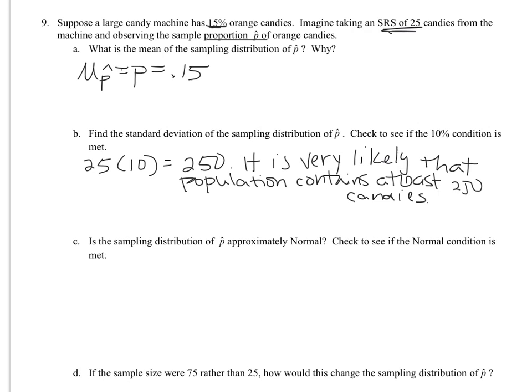So because it's therefore independent, then we can go ahead and use the formula. So sigma sub P hat is equal to the square root of P times 1 minus P divided by N. So the square root of 0.15 times 1 minus 0.15 divided by N, which is 25. Equals, and you just put that in your calculator, making sure to use parentheses and close parentheses as needed.